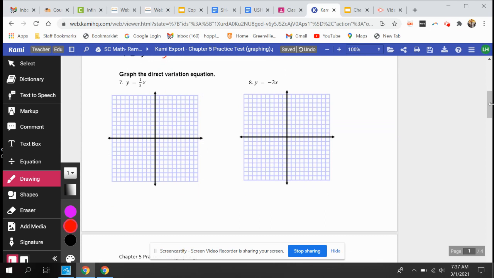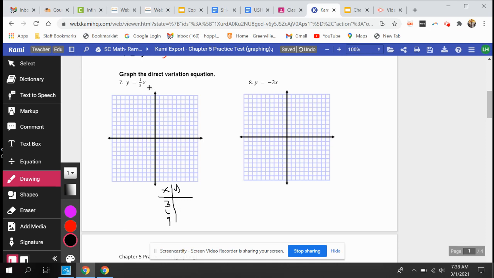Now, looking at 7 and 8, my suggestion for this is to do a table of values. So do your x values down here and y down here. And because I have a fraction, I want to go with easy numbers. So I'm going to go with 3, 6, and 9, because 3 is in there. So I can multiply everything by 3, 6, and 9 to get my answer.